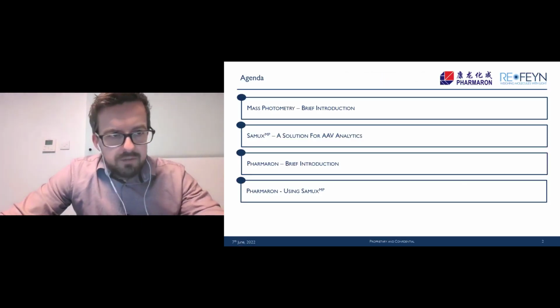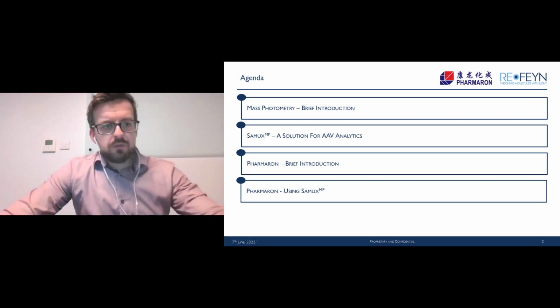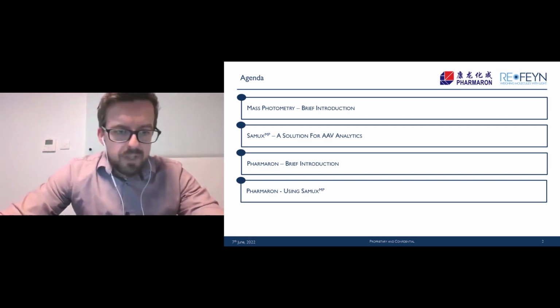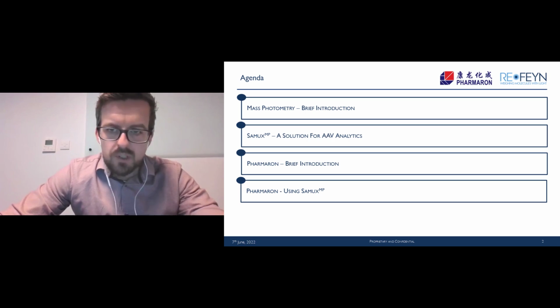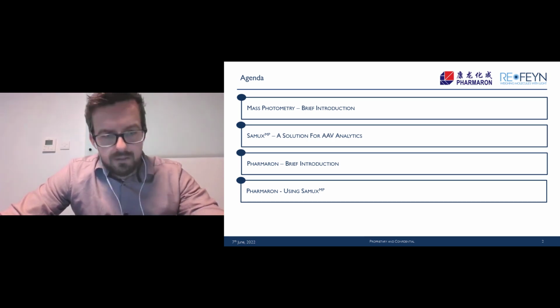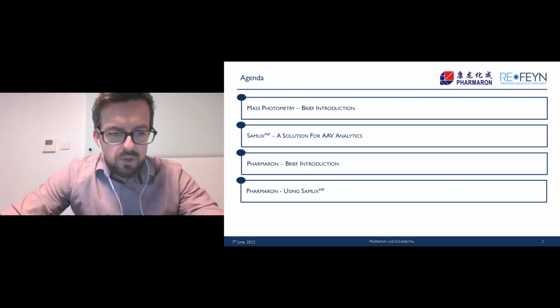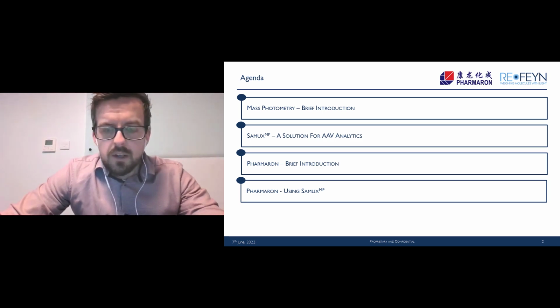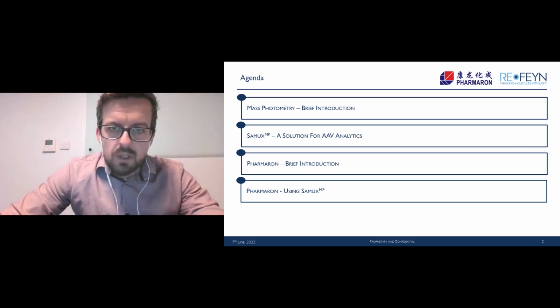In terms of the agenda for the short presentation today, I'll start off by giving a very brief introduction to mass photometry. I'll then move on to talking about the SAMX MP mass photometry system as a solution for AAV analytics. And I'll then pass you over to Kirsty, who will give you a brief introduction to Pharmaron and the capabilities and services that they can offer to their customers. Kirsty will then wrap things up by focusing on the data that Pharmaron captured during their recent testing of the SAMX MP instrument.